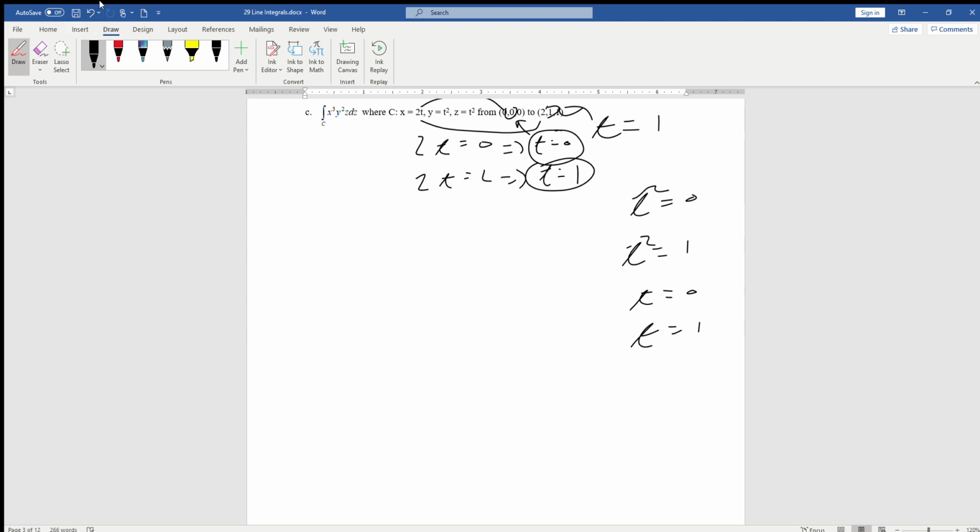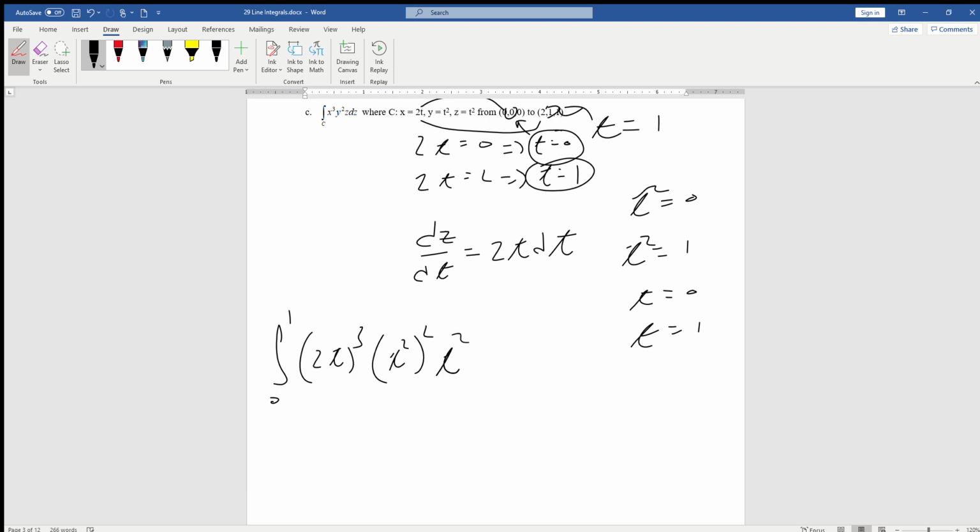The other thing we're going to do is find dz. So dz/dt is going to be equal to 2t, so dz is 2t dt. And all we're going to do at this point is substitute for all the other variables. So our integral is going to go from 0 to 1. We have x cubed, which is (2t) cubed. We have y squared, which is (t squared) squared. We have z, which is t squared. And then instead of dz, we're going to substitute 2t dt.